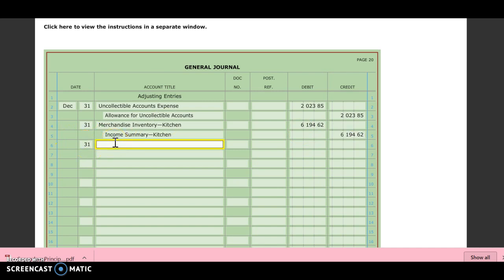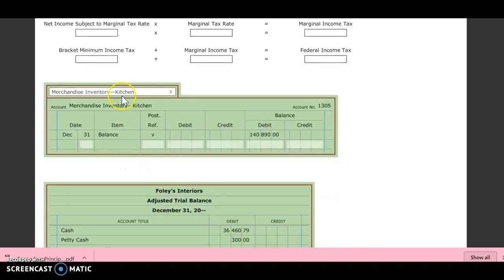This time we're looking at merchandise inventory for bath. Okay, the balance is $98,620. And our ending merchandise inventory should be $97,000. So we're going to find the difference.